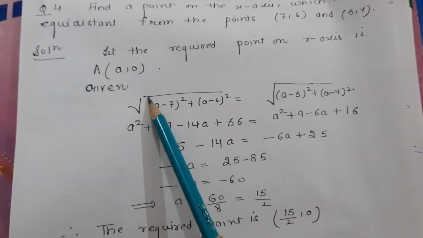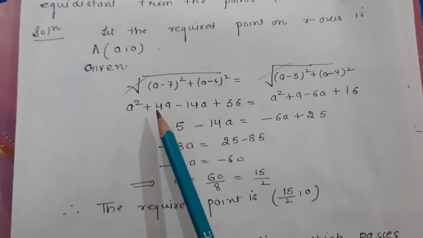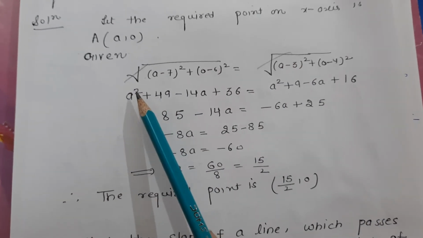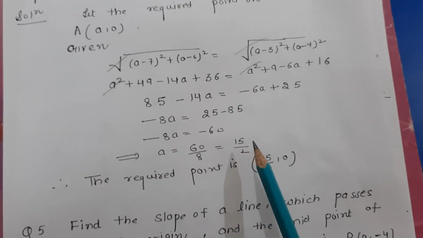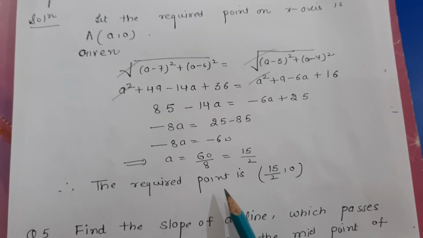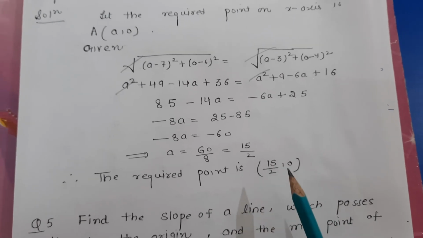Now this root will be cancelled. Expand your square. This a squared is also cancelled. So simplify them. That means your a is 15 by 2. So the required point is (a, 0). This is (15 by 2, 0).